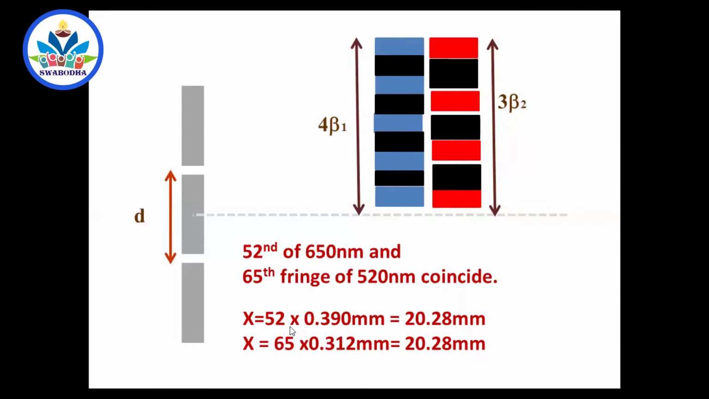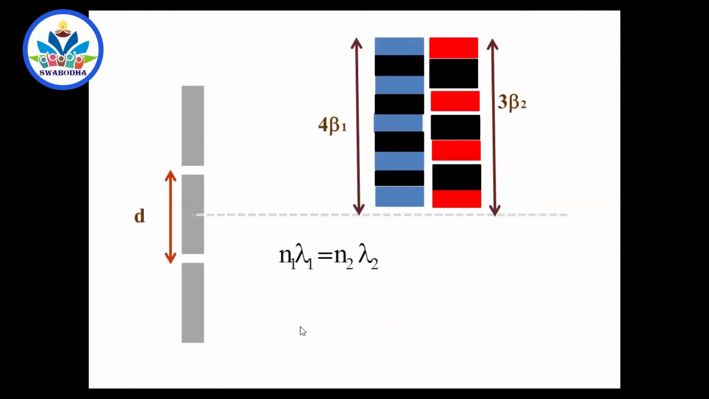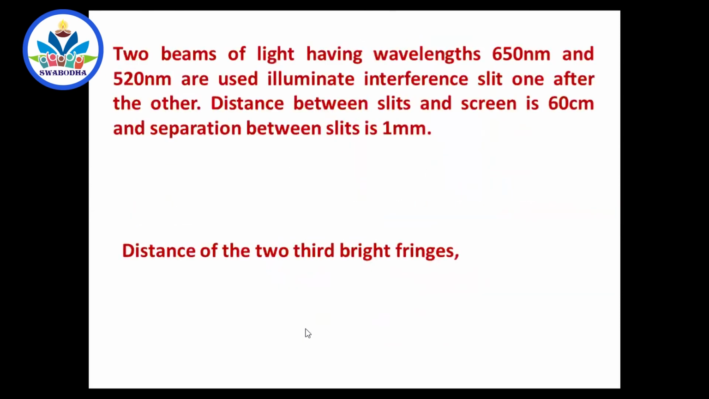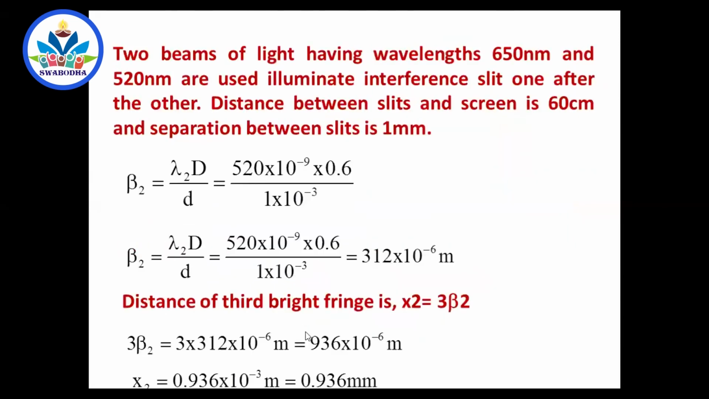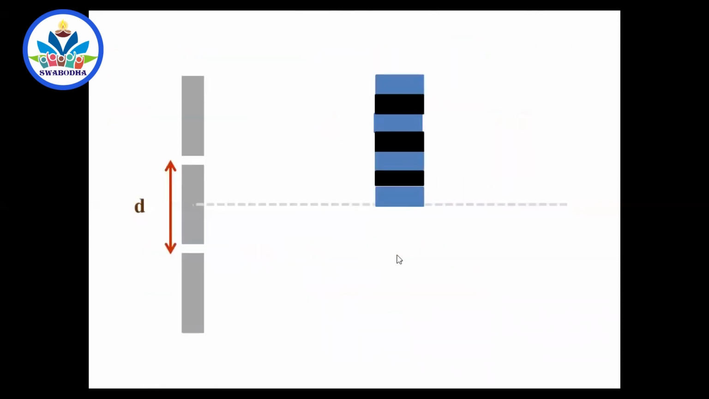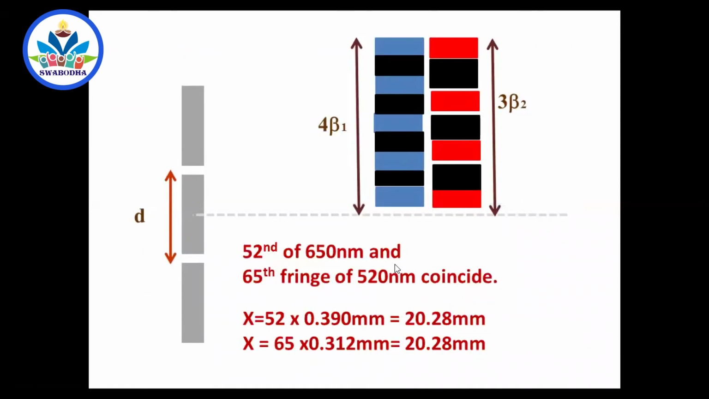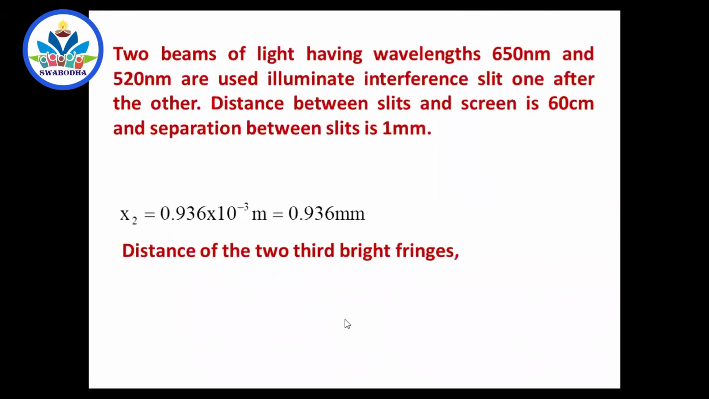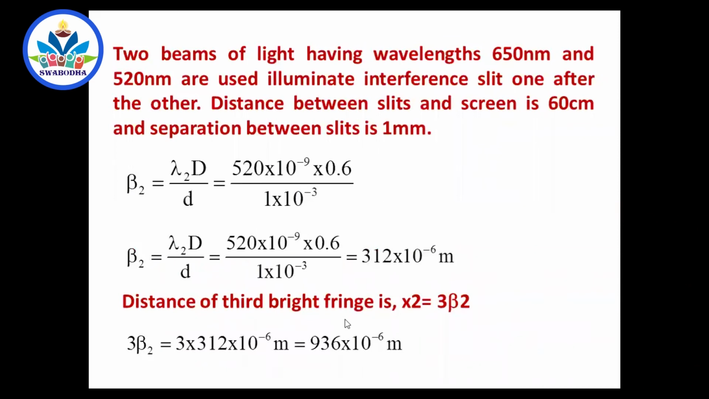Bright fringe of which one? It is 520 nanometer. So when you use 520 nanometer, what beta have you got? Okay, I have to go back. What beta did you get when you used 520 nanometer? 312. This you have to use for the 65th. 312 micrometers. Did I get 390? What did I say? Forgotten. When you use 520, you got a fringe width of 312.